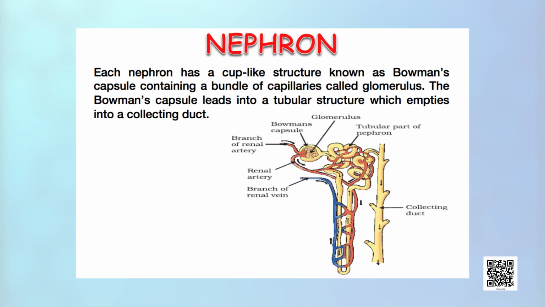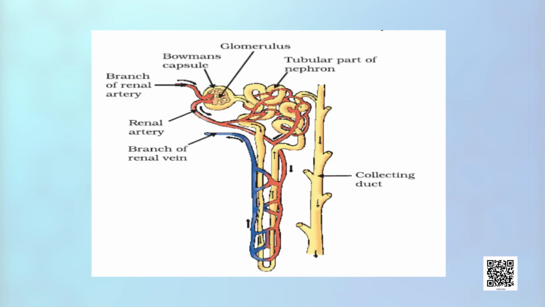As we mentioned earlier, each kidney has a number of excretory units or filtration units or functional units called nephrons. Let's explore the structure of nephron in detail. Each nephron has two parts, the glomerulus and the renal tubule. Glomerulus is a bundle of capillaries formed by the efferent arteriole, a fine branch of renal artery.